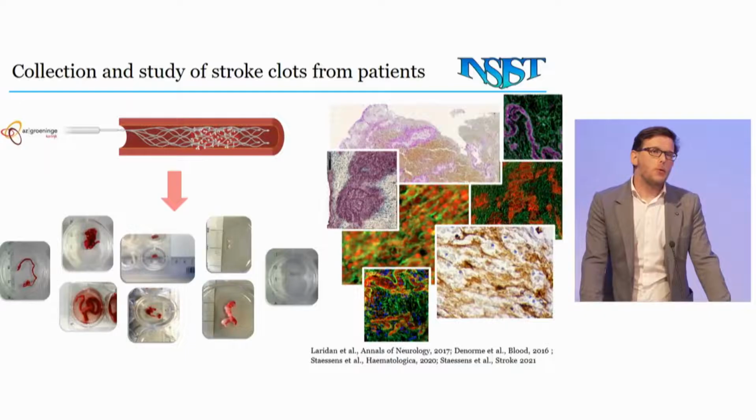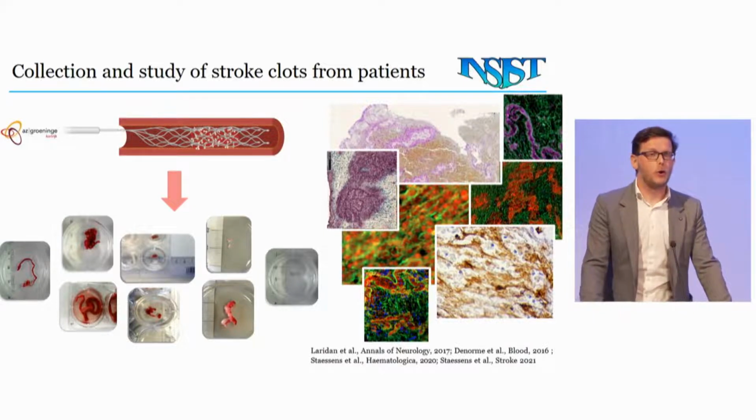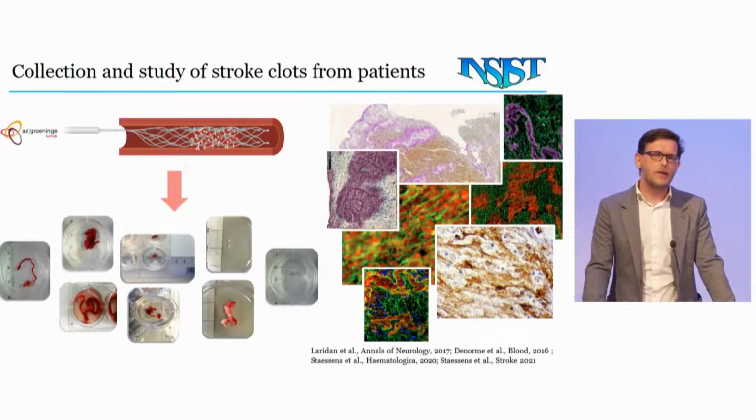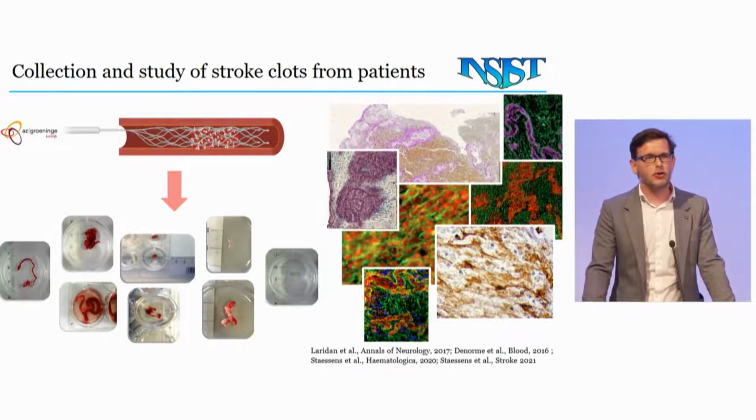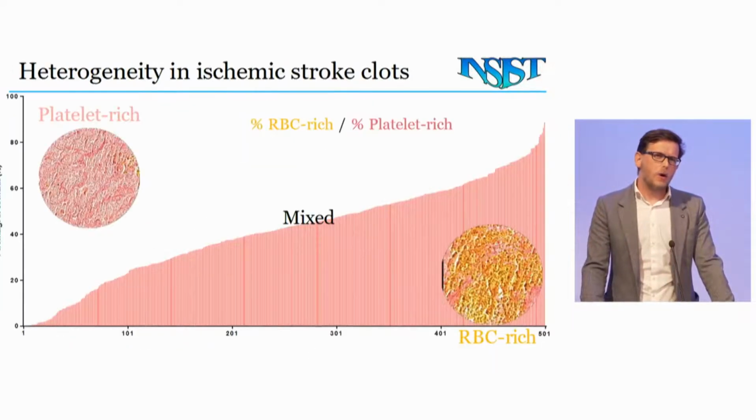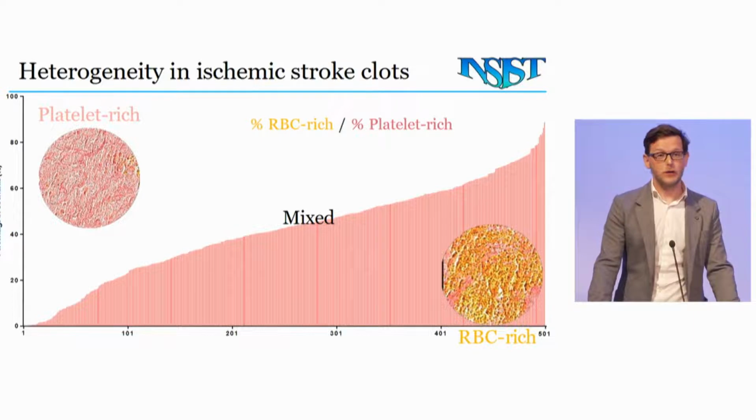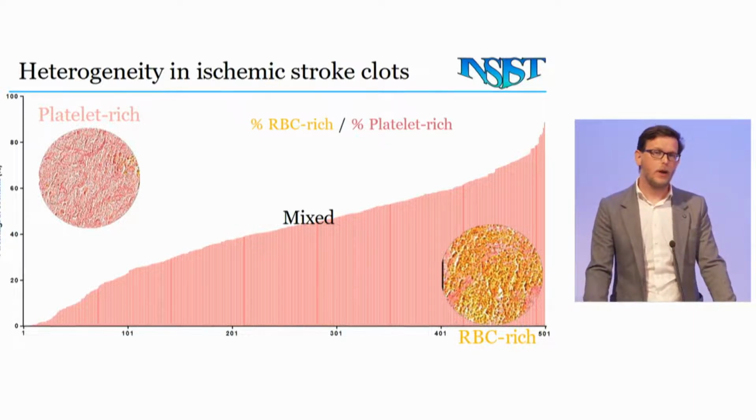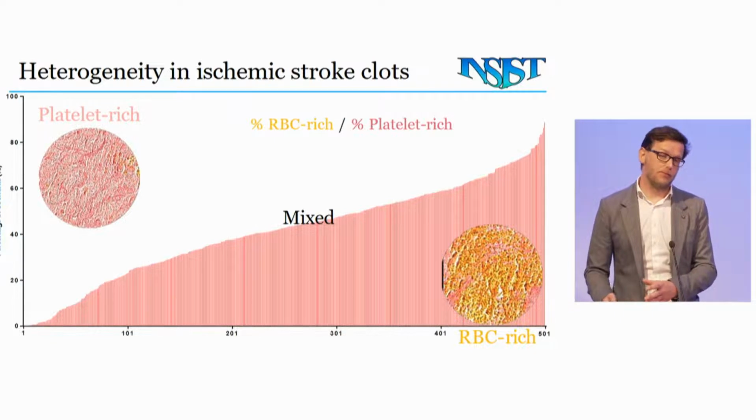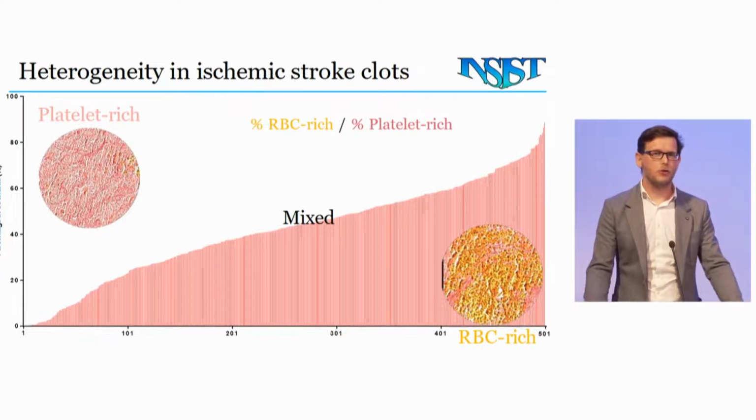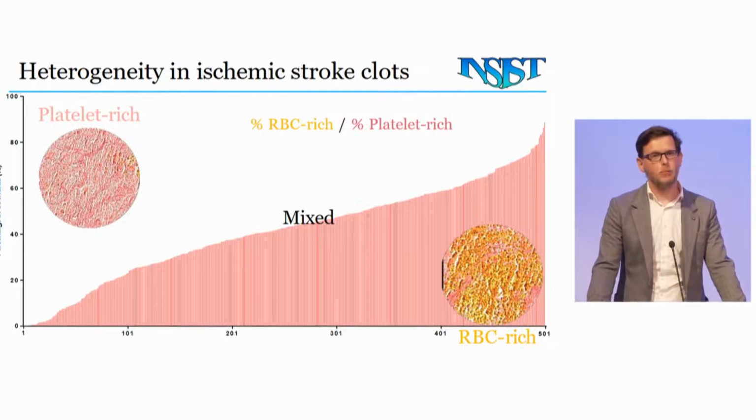To further study how blood clot composition affects the effect of TPA on thrombolysis, we have been collecting ischemic stroke clots from the patients in the lab, and we have been investigating them under a microscope by histological techniques to learn about the composition, to learn about the internal architecture of these blood clots. And one of the main results or lessons from these studies was that these blood clots can be quite heterogeneous. Some clots are very platelet rich, whereas other clots are very red blood cell rich. And most of them have a mixed composition containing both of these components.